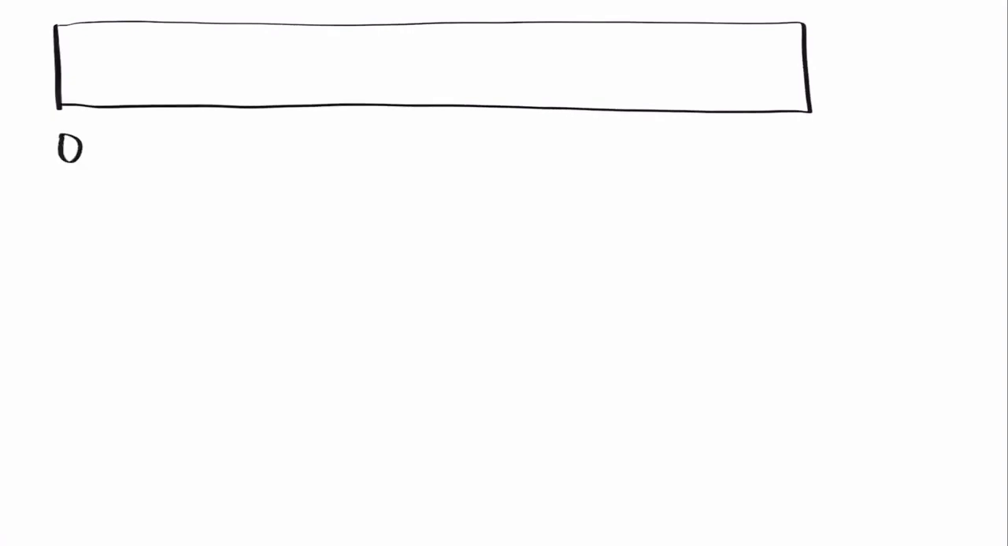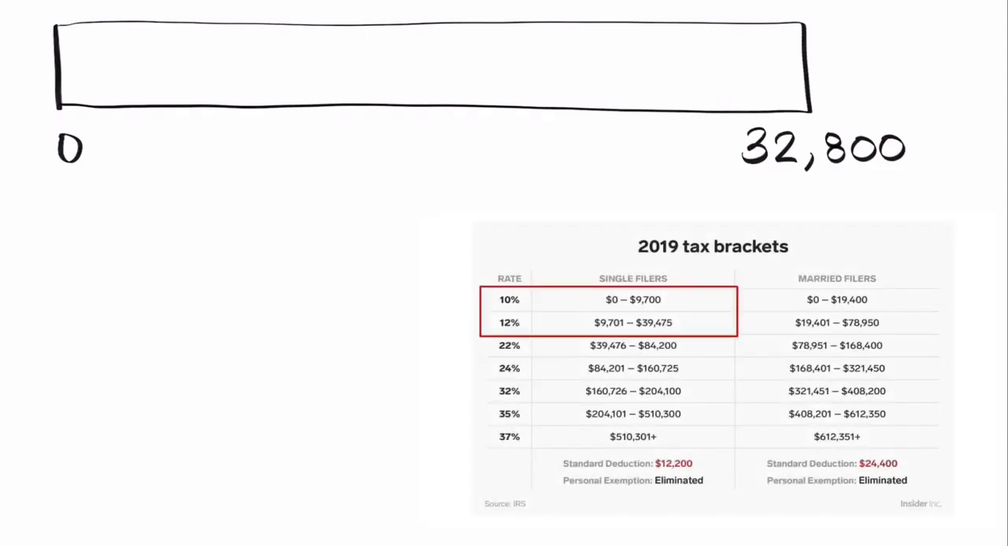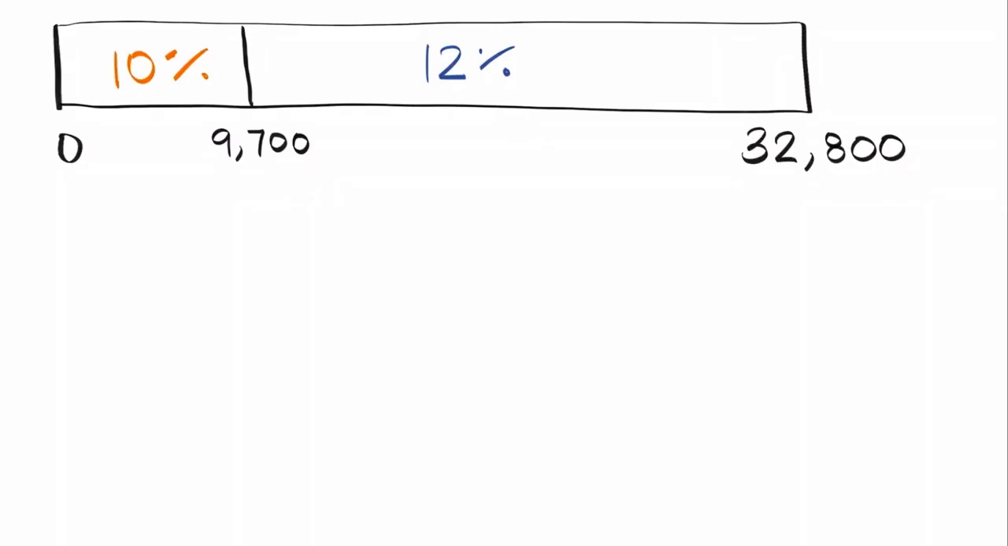I'm going to draw a long box to represent Omira's taxable income, starting at 0 and going up to her $32,800. According to the tax bracket table, the first bracket goes from 0 to $9,700, so I'll indicate that here. Still using that tax bracket table, I see that the first bracket is taxed at 10%, so I'll put that in the first box. I also see that the next bracket is taxed at 12%, so I'll put that in the second box.